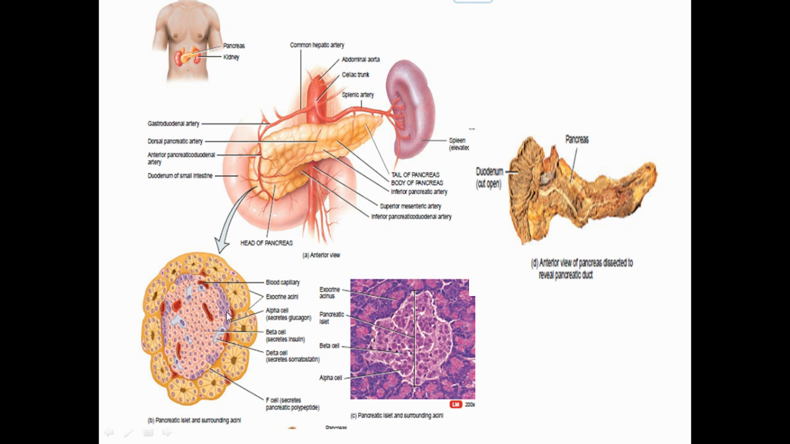What are the enzymes present in the pancreatic juice? Number one, pancreatic amylase. So what is the role of pancreatic amylase? It will act upon the carbohydrates. It is a starch digesting enzyme. It will act upon the carbohydrates and convert them into smaller ones.